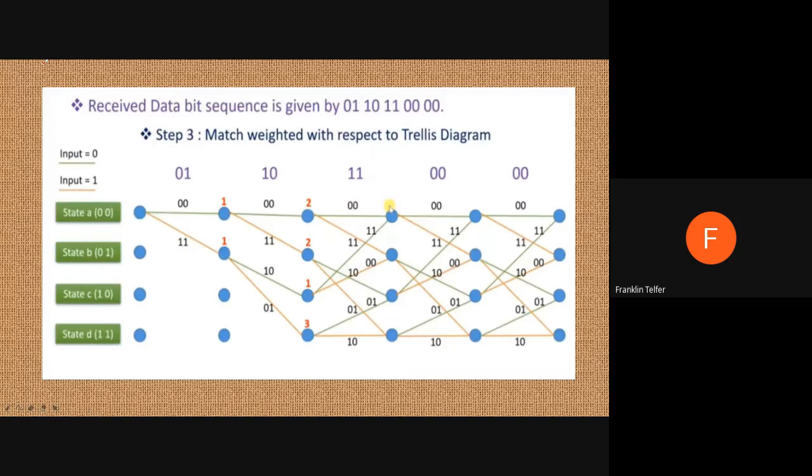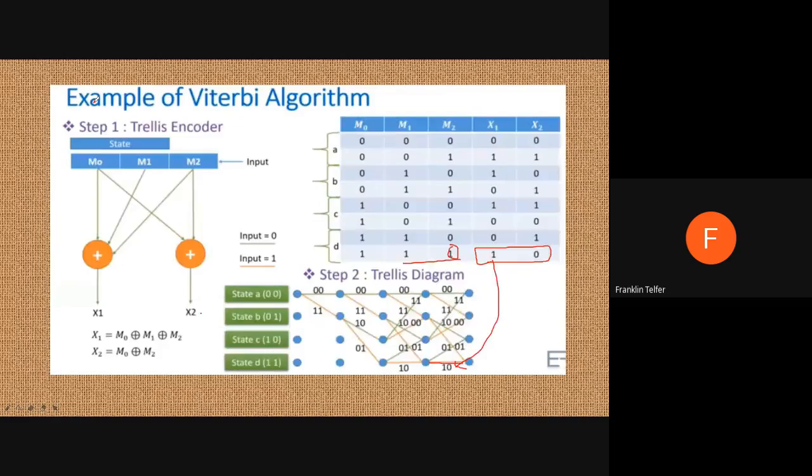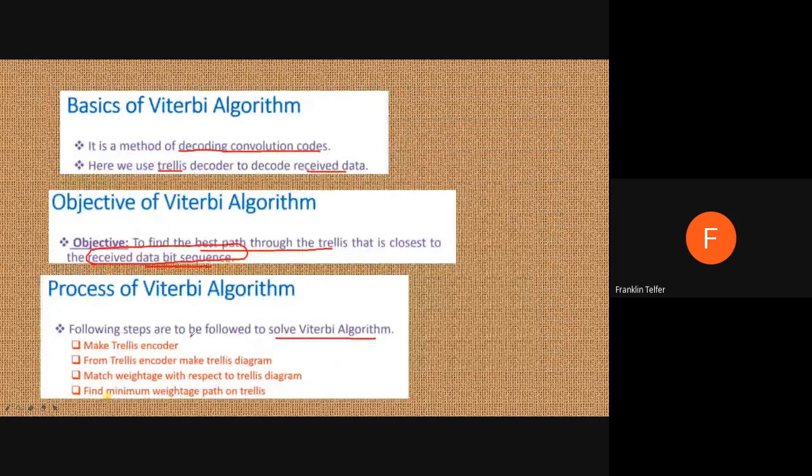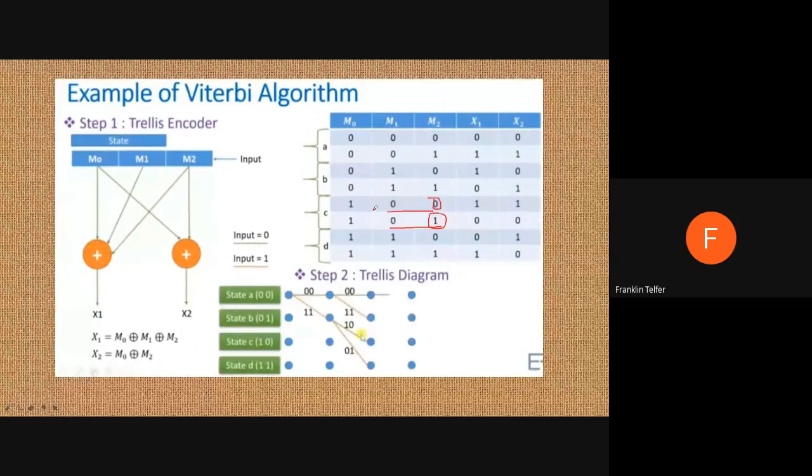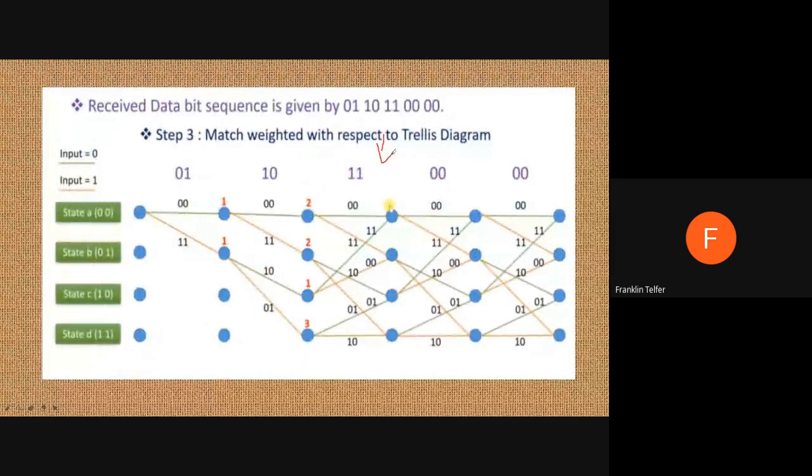How do you put the weight? Already I told you that you have to follow: make the trellis encoder, and from the trellis encoder, make the trellis diagram. So we have step one. We have made a trellis encoder tabulation with respect to different sequences. From that, we have framed the trellis diagram. This is the trellis diagram. From this trellis diagram, you have to add weight. These 1, 2 are the weighting functions. How do you add weight? Fine.